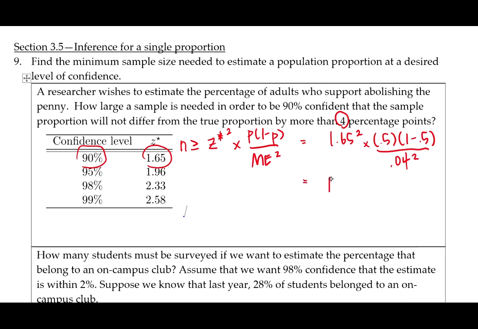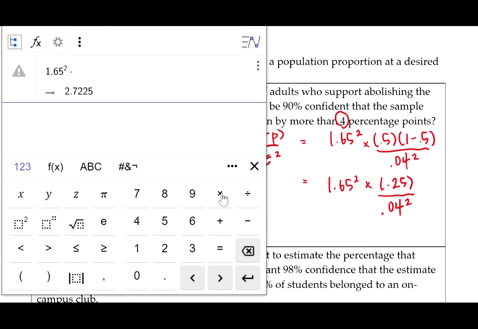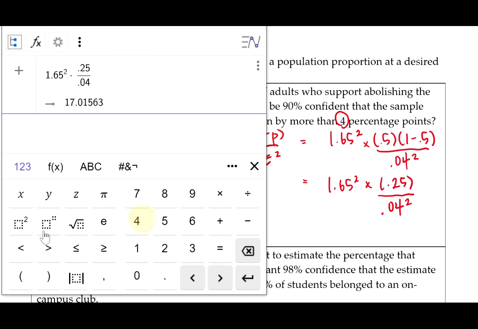This can be simplified as 1.65 squared times 0.25, because 0.5 times 1 minus 0.5 is 0.25. That simplified version is also found on the formula sheet and in the textbook and in the lecture notes. So let's do this calculation. I'm going to bring up a GeoGebra calculator, and I'm going to input 1.65, and I need to square that, times 0.25, and then divided by 0.04, which also has to be squared. And that gives me 425.39.